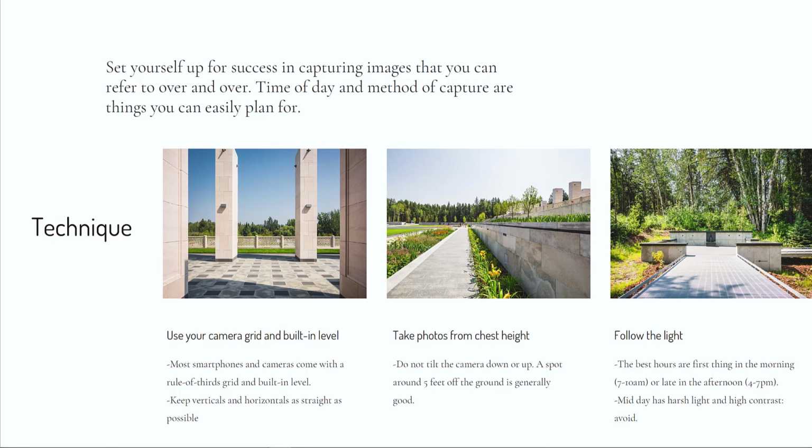Most smartphones and cameras come with what's called a rule of thirds grid and a built-in level. You can usually just activate these within your camera app itself, or you might have to go into the menu settings of your digital camera.